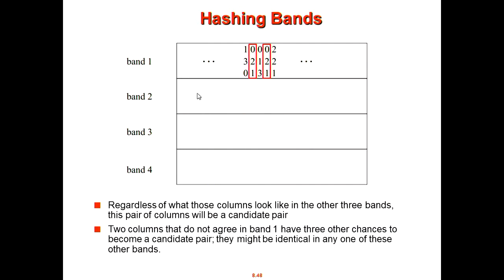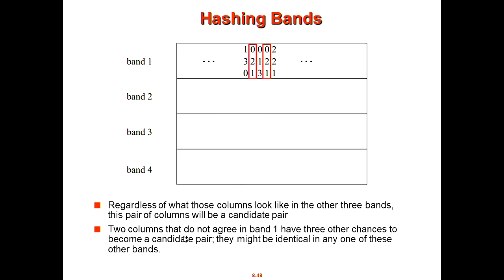Okay, so talking about the details of this LSH hashing technique, hashing bands, what we do is like this. We partition the matrix into B bands, and for each band, we check the corresponding portions of all the columns. We don't care what the columns look like in the other three bands. We don't care if they are similar or not in the other bands. We only care about the portions of the columns in this band.